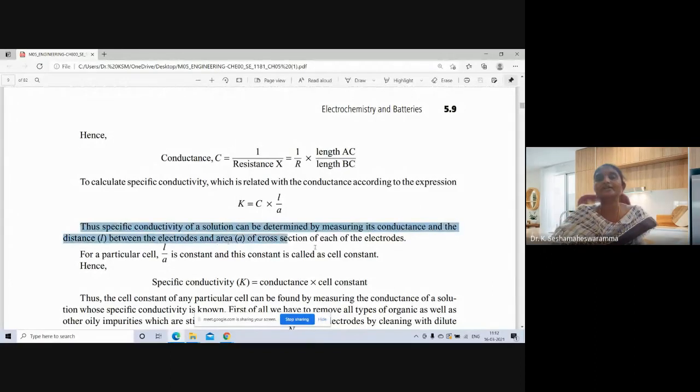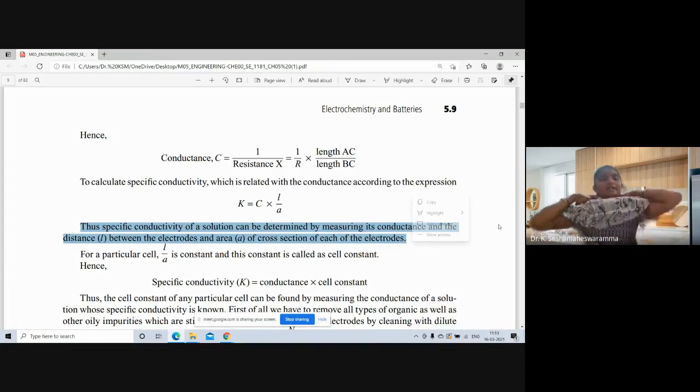Specific conductivity of a solution: if we have to know the specific conductivity of the solution, it will be determined by measuring its conductance and the distance L between the electrodes and area of a cross section of each of the electrodes.